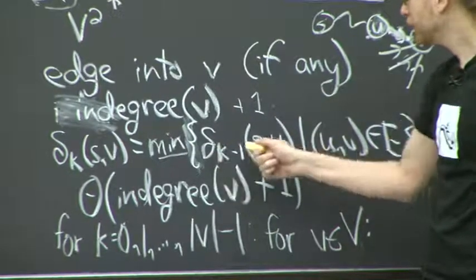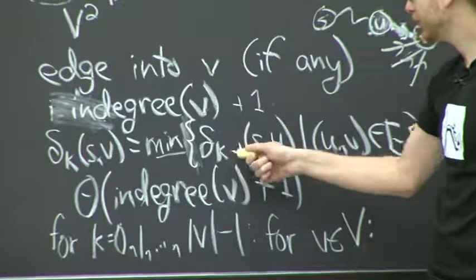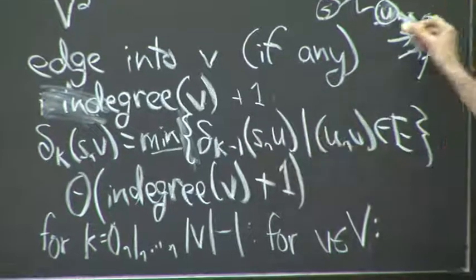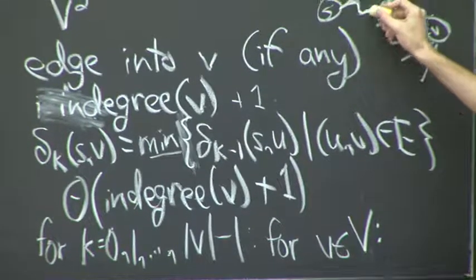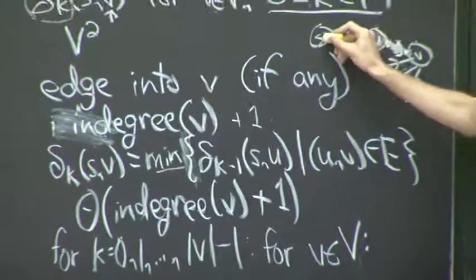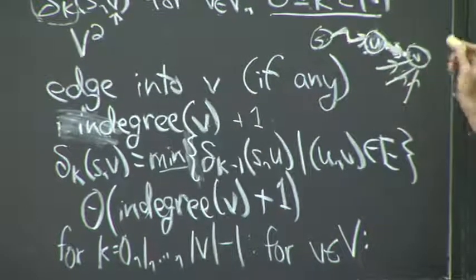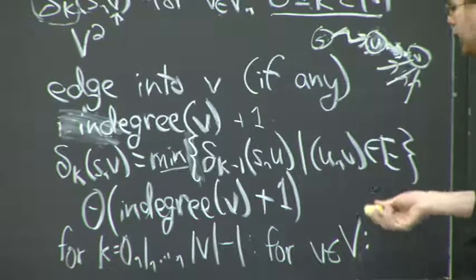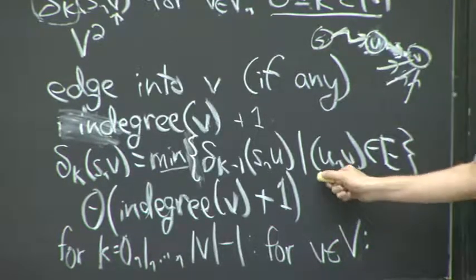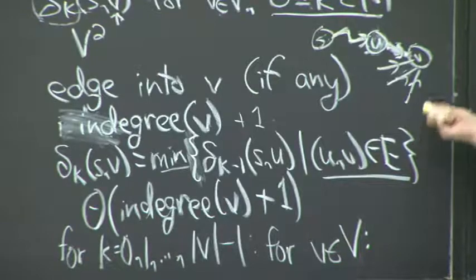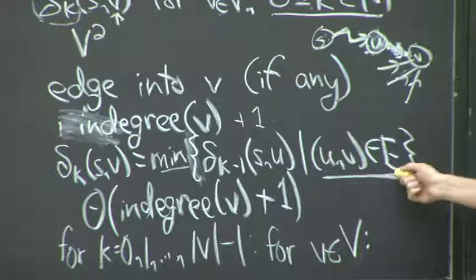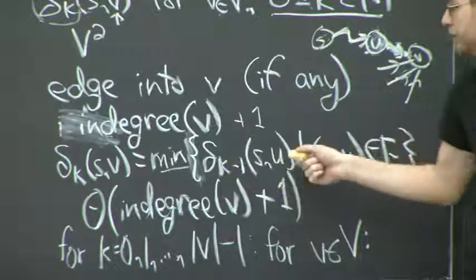So you compute a min of delta sub s k minus 1 of s u. The idea is we want to compute this part of the path, the s to u part. And we know that has one fewer edge because we just guessed what the last edge was. Except we don't really know what the last edge was, so we have to try them all. We try all the incoming edges into v. That's this part. And for each of them, we compute.